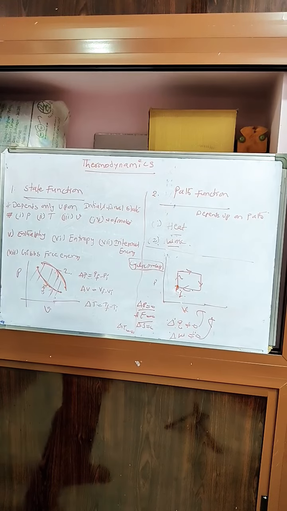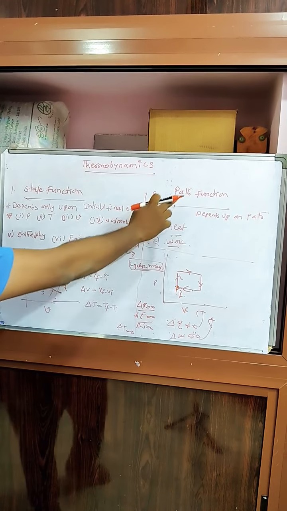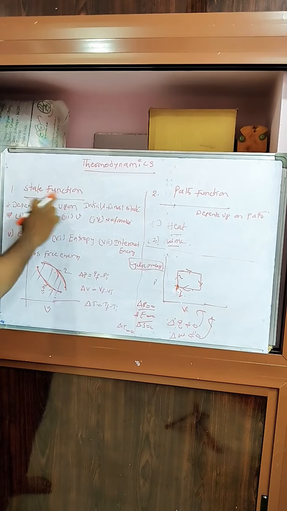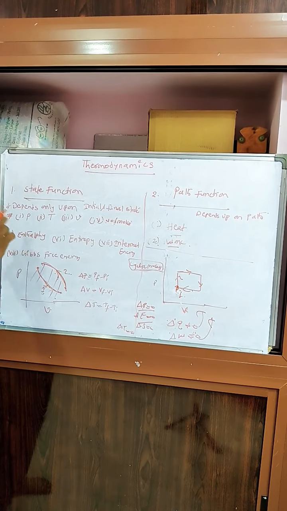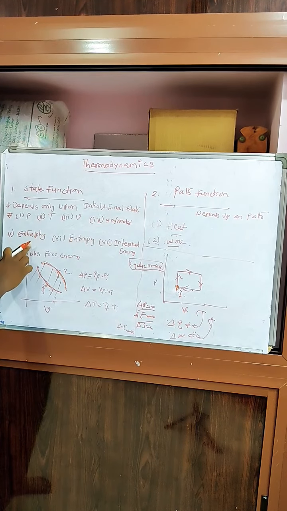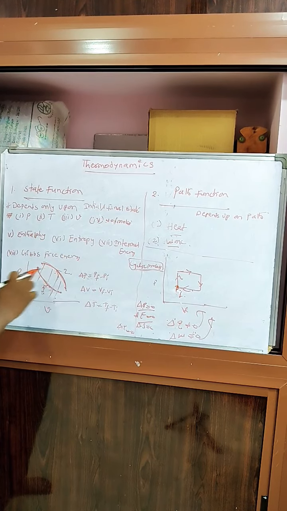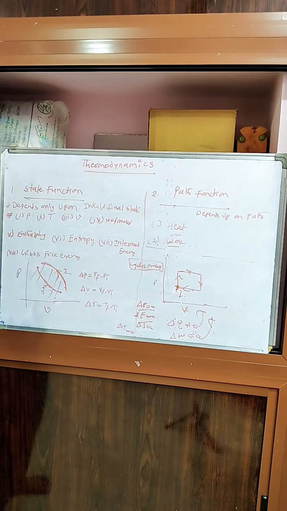Good evening friends. In thermodynamics, I have now explained the state function and path function. What is a state function? A state function depends only upon the initial and final state. These are the examples: pressure, temperature, volume, number of moles, enthalpy, entropy, internal energy and Gibbs energy. These are some of the examples of state functions.